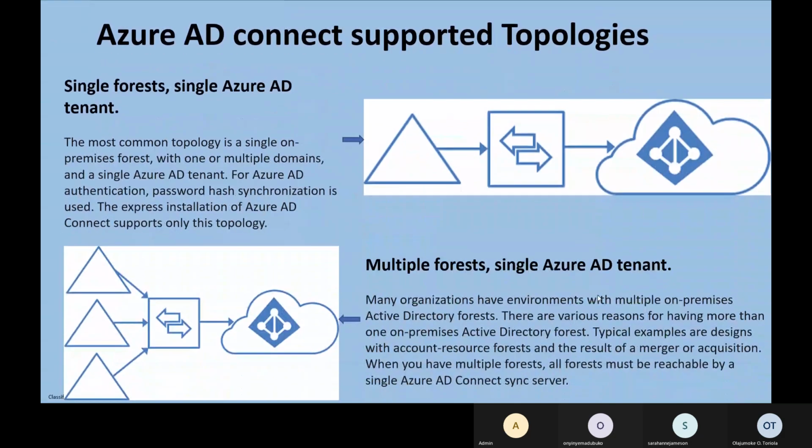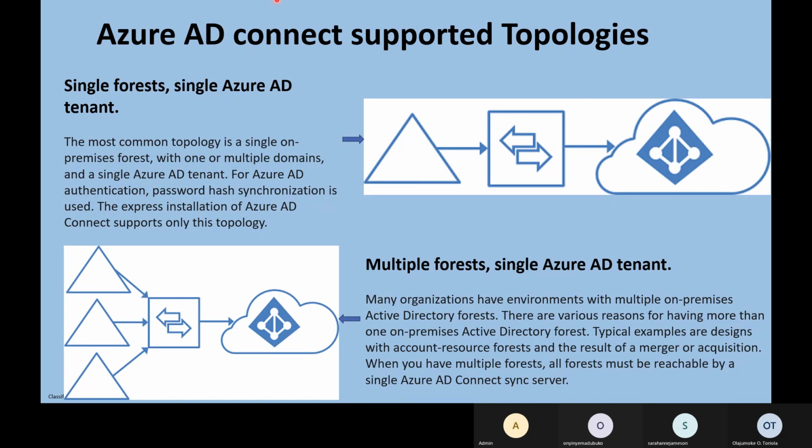So for Azure AD, the supported topologies: it supports a single forest and a single Azure AD tenant. What this means is my on-premise Active Directory is a single forest, and this is my Azure AD. The most common topology for AD Connect is actually the single on-premise forest, which is this method. For Azure AD authentication, password synchronization is used, and then the express installation is also used.